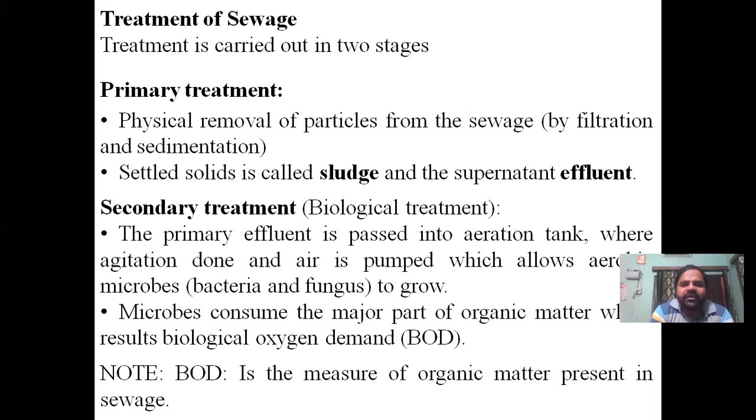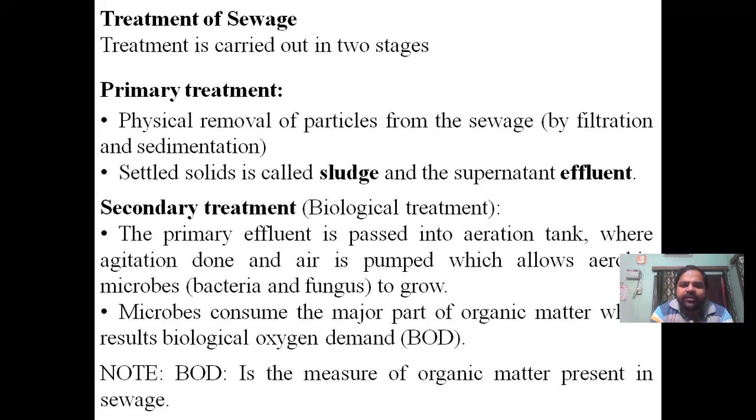The treatment is carried out in two stages. The first is called primary treatment and the second is secondary treatment. In the primary treatment, physical removal of particles from sewage is done with filtration or sedimentation, and the settled solid is called sludge. The supernatant is called effluent.